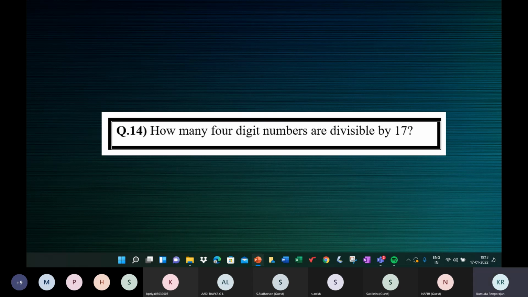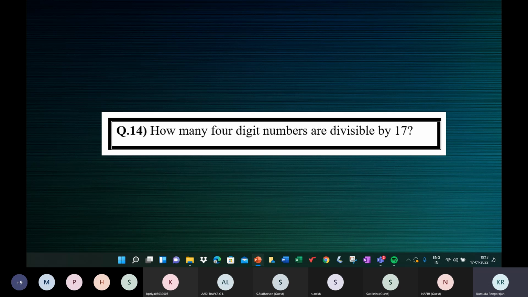See, 17 has infinite multiples. But you should find out the number of 4-digit numbers which are multiples of 17. Divisible by 17 meaning multiples of 17. So you have to identify the first 4-digit number which is divisible by 17 and the last 4-digit number that is divisible by 17.